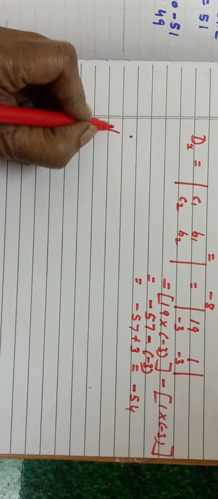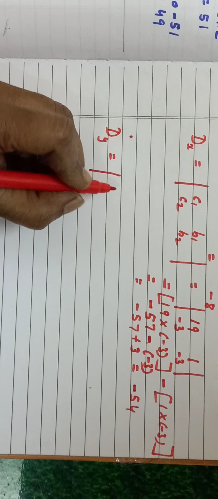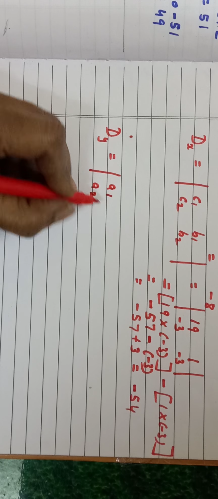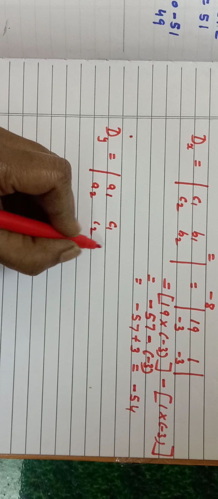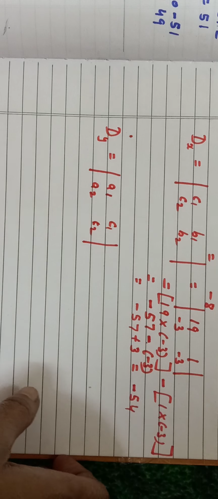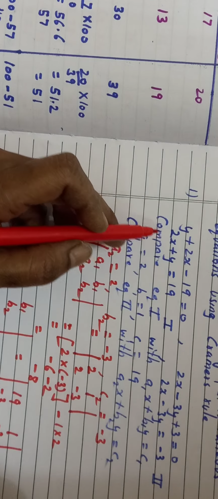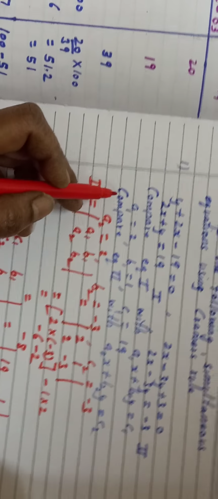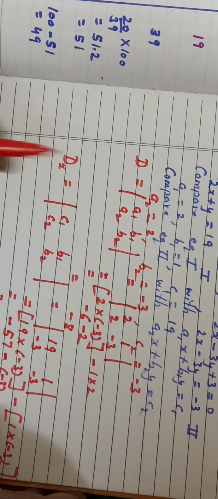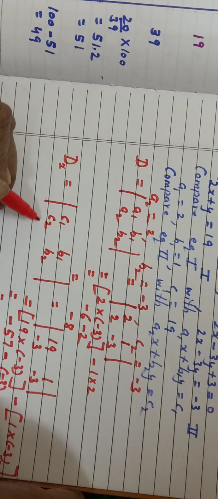Now next we have to find the determinant dy. For that the formula is a1, a2 and c1, c2. One thing you should remember, how to remember the formula: if we are taking the determinant in x, what is the coefficient of x? Coefficient of x is a1, a2, right? And coefficient of y is b1, b2. So if we are taking dx, coefficient of x is a1, a2. Replace it by c1, c2.